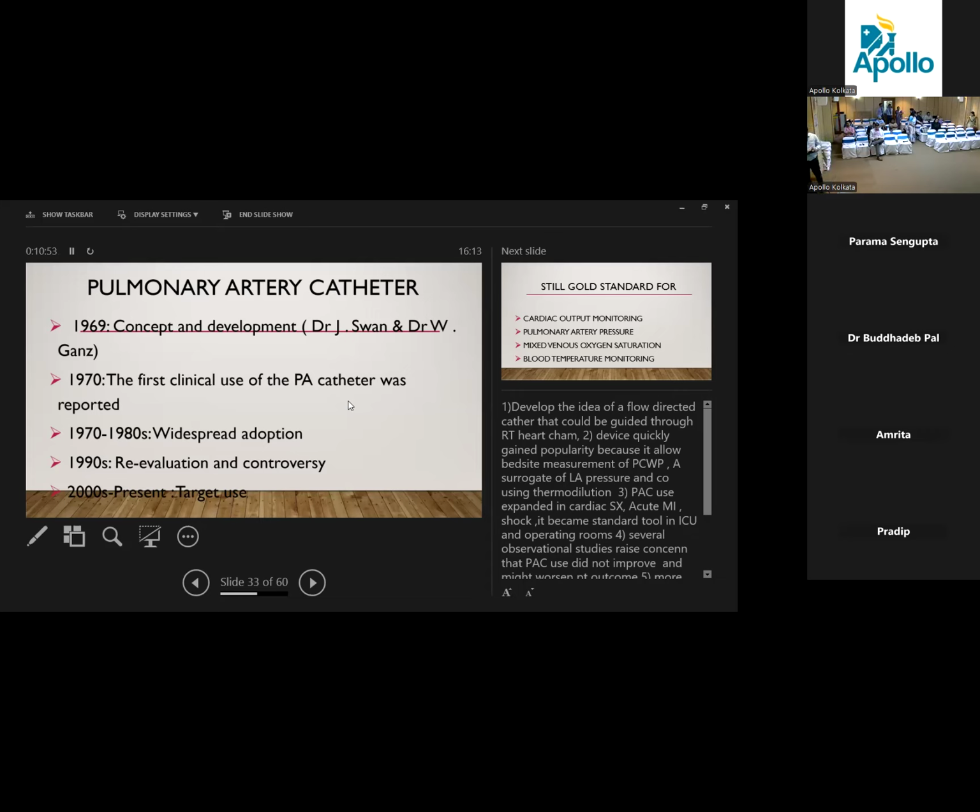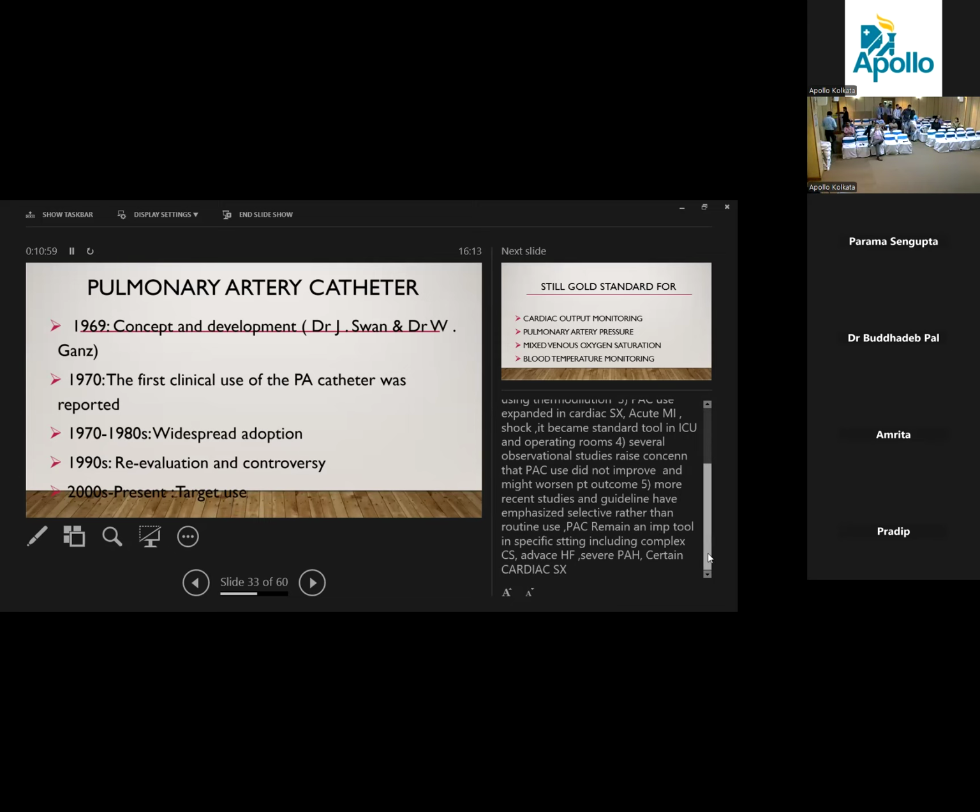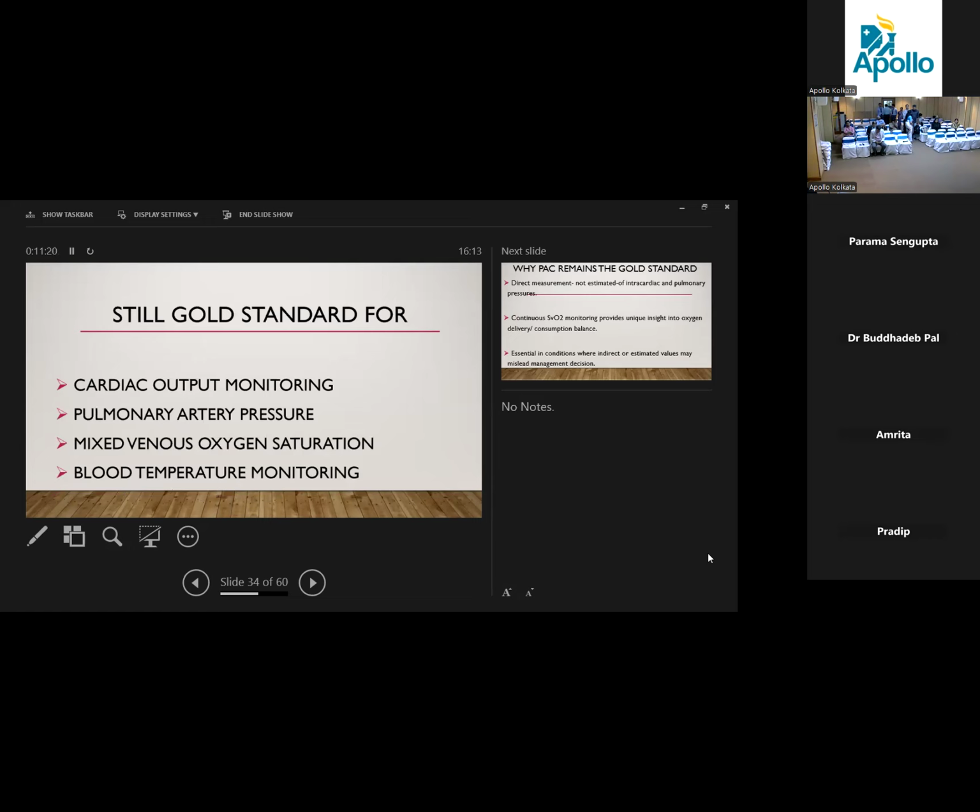From 2000 till now, recent studies and guidelines have emphasized selective rather than routine use. PAC remains an important tool in specific settings, including complex cardiogenic shock, advanced heart failure, and severe pulmonary artery hypertension. It is still the gold standard for cardiac output monitoring, pulmonary artery pressure, mixed venous oxygen saturation, and blood temperature monitoring.